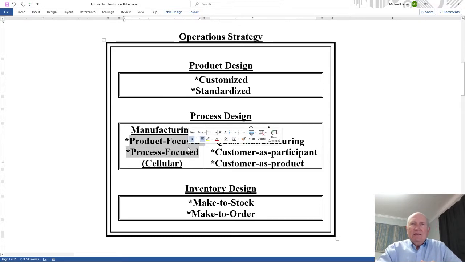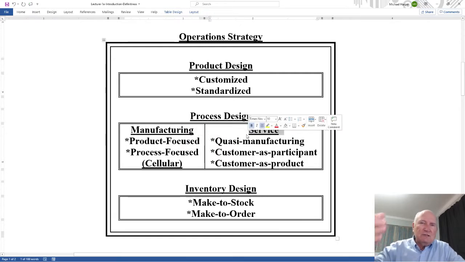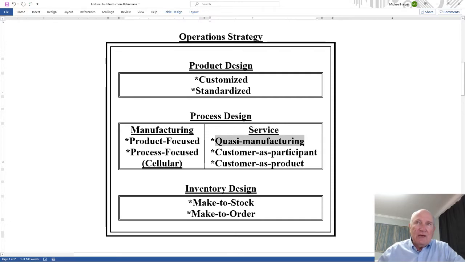Now, as I say, these are only two. There are many types of designs out there, but this is just an introduction to two important ones. Now let's look at service. Remember, service is when the customer is part of the service. Well, depending on how much the customer is part of the operations, will define what kind of a service operation it is. So again, I've decided to include three. Quasi-manufacturing, customer as participant, and customer as product.